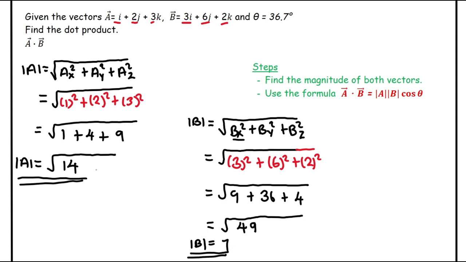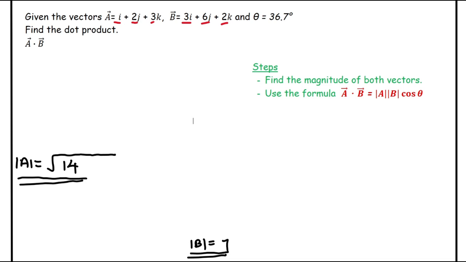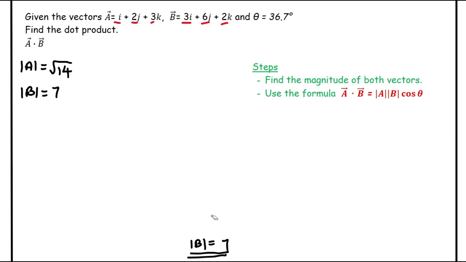Now that we found the magnitude of A and the magnitude of B, let's erase this. So I'll put the magnitude of A is equal to the square root of 14. The magnitude of B is 7. So we've completed the first step.